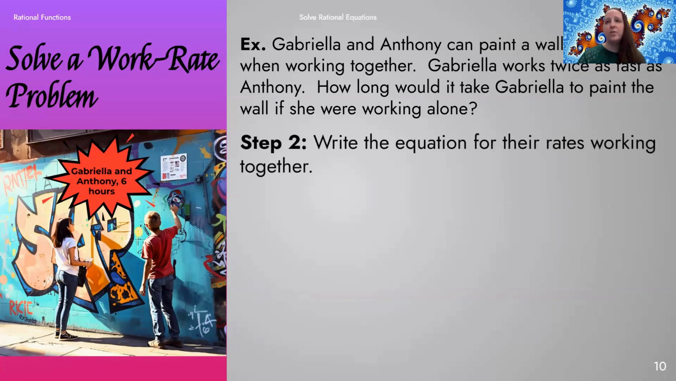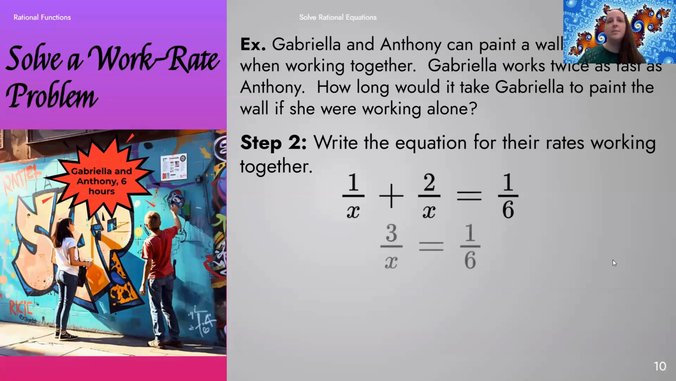Then I'm going to write the equation for their rates working together. So if Gabriella and Anthony work together, they're going to paint the wall in 6 hours. So 1 over X plus 2 over X equals 1/6. So again, this is the working rate for Anthony, that 1 over X. The 2 over X is the working rate for Gabriella. They are like fractions, so I can just add them together. So 1 plus 2 gives me 3, so I have 3 over X equals 1/6.